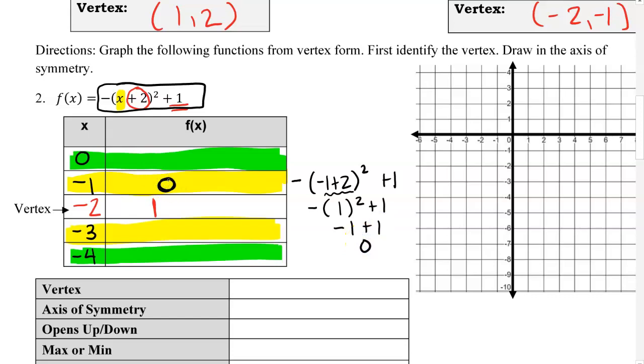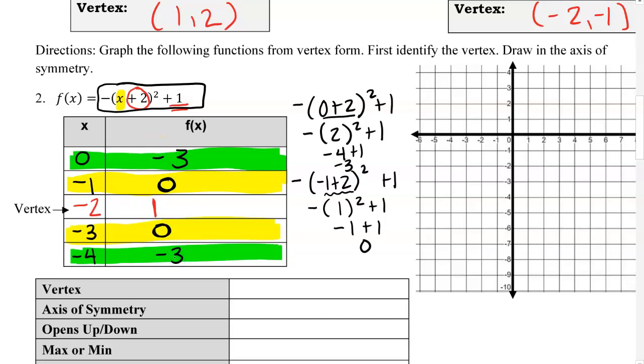If I know the value at -1, I should also know the value at -3. From here, I'm going to pick either 0 or -4 to substitute in next. I personally think it's easier to substitute in 0. So I put 0 where I see an x, and you could also type this part directly in your calculator if you're using one. So I would add the 2 first. 0 plus 2 is 2. We square the 2 to get 4, so -4 plus 1 is -3. That's the y value at 0 and also the y value at -4.